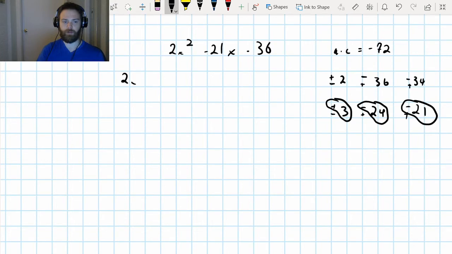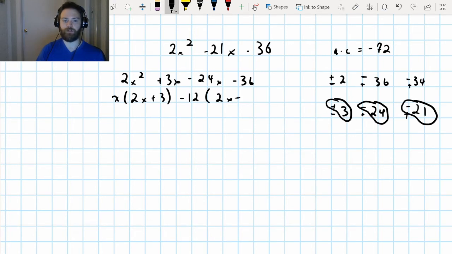So I'm going to split up that linear term, that variable term. So I've got positive 3x here, and then negative 24x here, and negative 36. Right here, there's nothing that 2 and 3 are divisible by. They're co-prime. So I can factor an x out, and I'm left with 2x plus 3. Negative 24 and negative 36 are both divisible by negative 12, so I can factor that out, and I'm left with 2x plus 3 again.